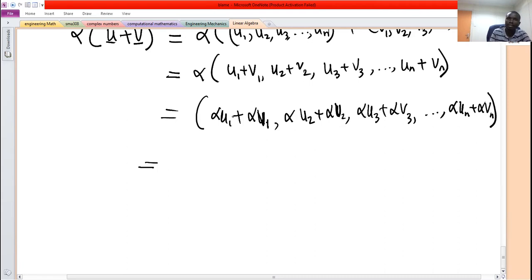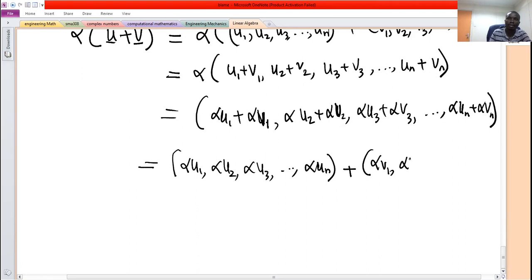This is the same as, now you see every sum here starts with alpha u1, alpha ui. So for us to get this result, we must have added alpha u1, alpha u2, alpha u3, up to alpha un plus alpha v1, alpha v2, alpha v3, up to alpha vn.